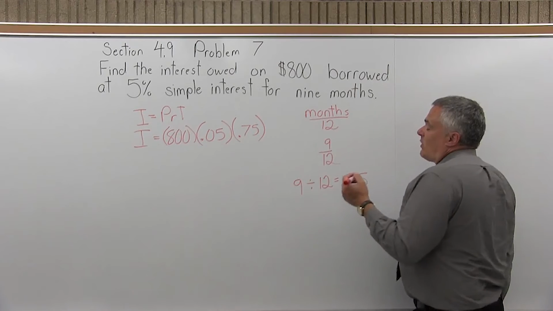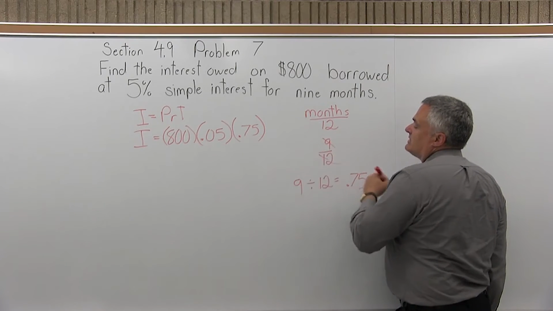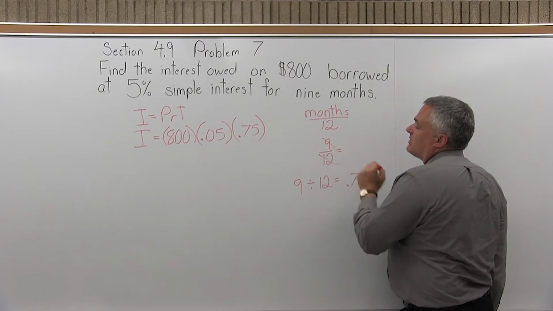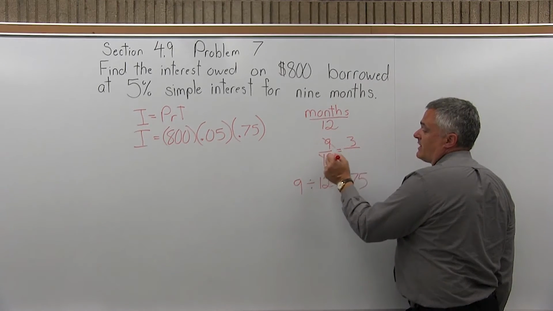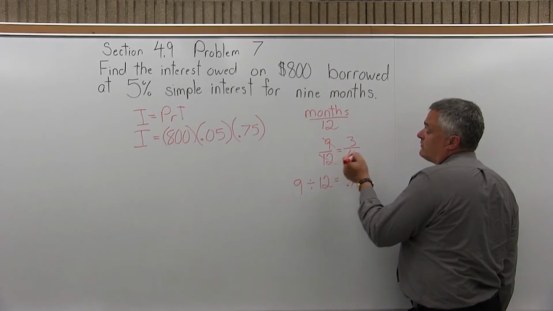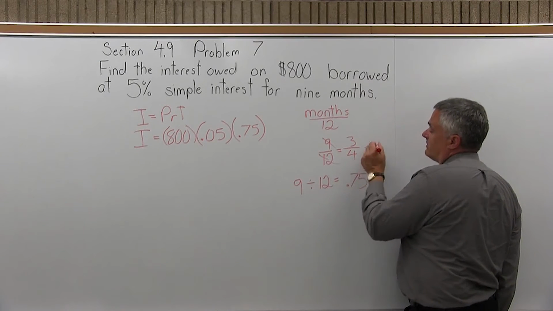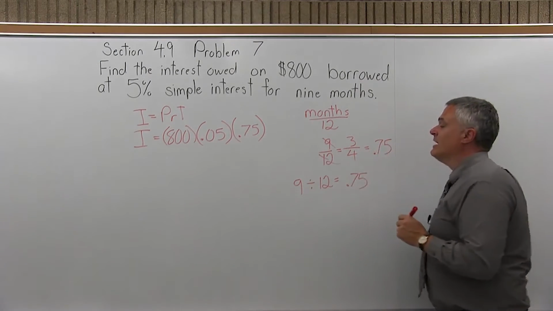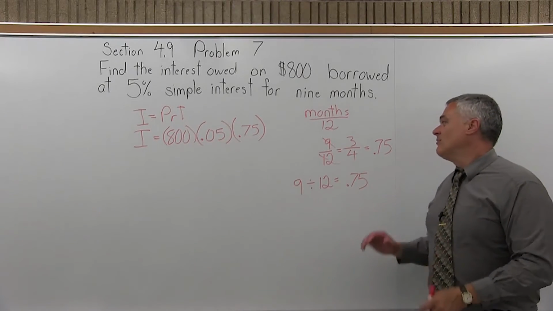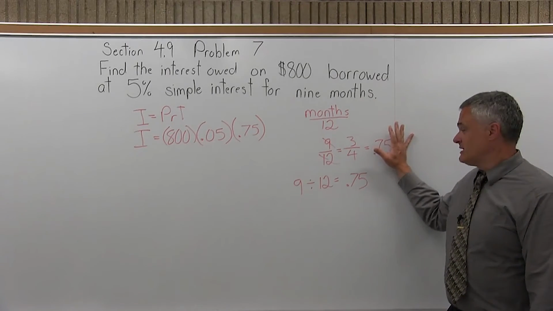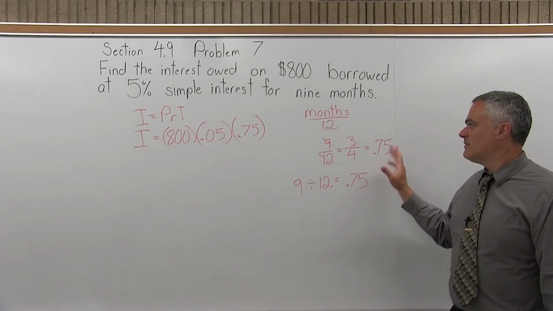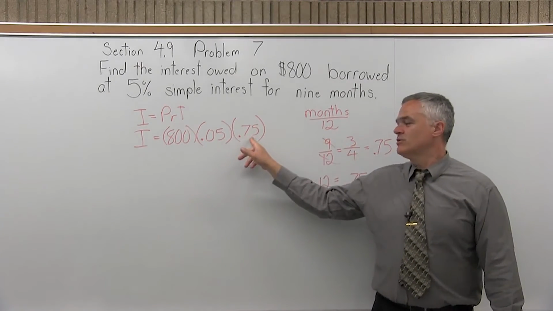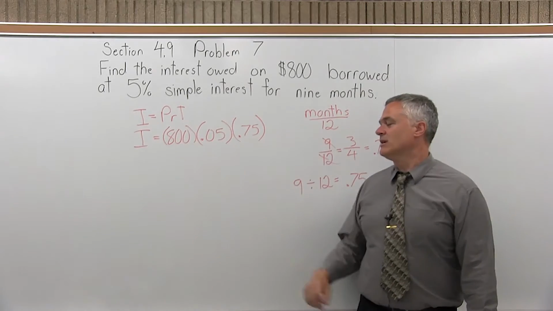Now, if you don't mind fractions too much, you can see that the numerator and denominator can be reduced both by 3. 3 divides into 9 3 times. 3 divides into 12 4 times, which is 3/4, which has a decimal equivalent of 0.75. That's how I did it. Not everyone likes fractions, and I realize that. So if you don't, the calculator will tell you very quickly. It's 0.75. However you get it, 9 months has to be converted to 0.75. It's 3/4 of a year.